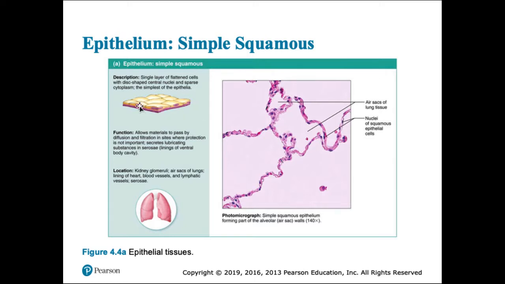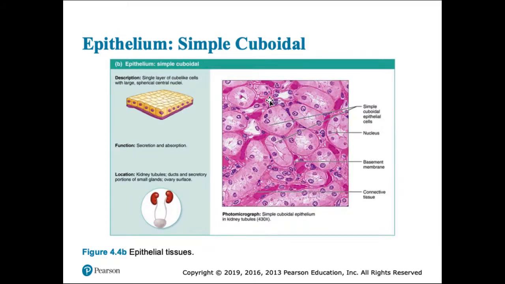So one is what we call simple squamous. So that's that one layer with those little squished cells. So basically you find these typically as a single layer of flattened cells. You typically find these, when we get to these in Anatomy 2, in the kidney glomeruli, the air sacs of the lungs, the lining of the heart, blood vessels, and lymphatic vessels, things like that. That's where you're going to typically find those. Here you can see that air sac of that lung tissue and how you have some of those just single-celled flat cells there to allow that gas transport.